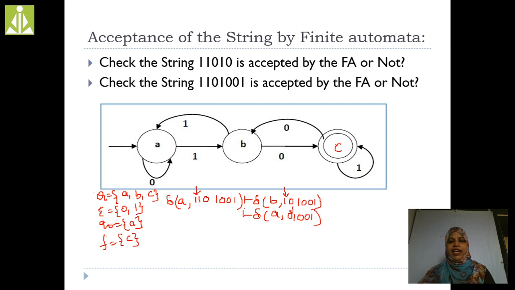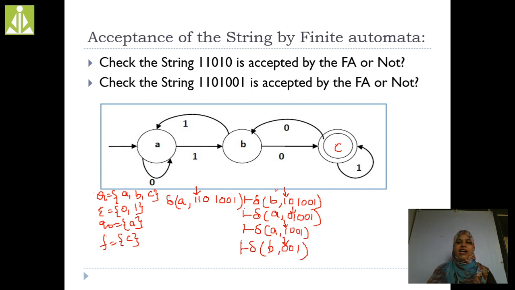A on 0 is A only. Delta of A, 1 0 0 1. A on 1 is B. So delta of A on 1 is B, with remaining string 0 0 1.